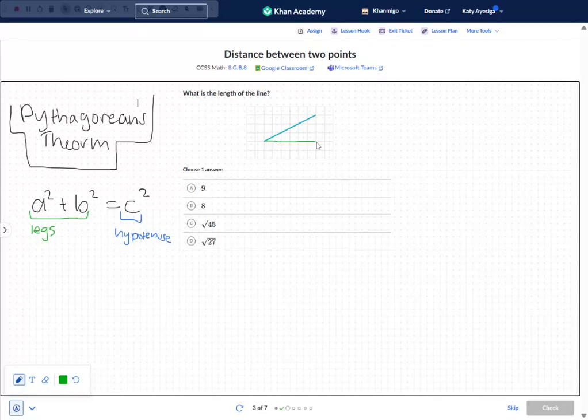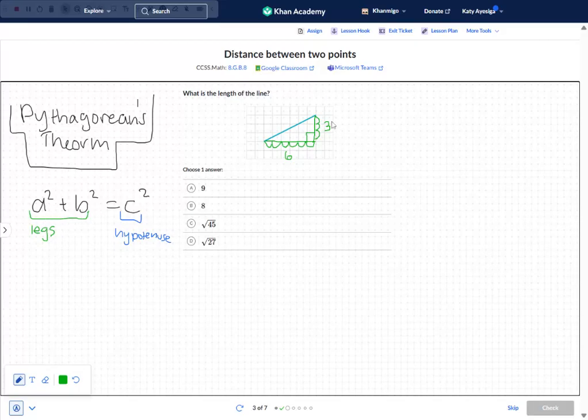And then we're just going to go ahead and extend, making this into a right triangle, and we're going to identify what the distance is for the legs. So we're going to bunny hop 1, 2, 3, 4, 5, 6, and 1, 2, 3. 6 and 3. And what we're going to do with those numbers is we're just going to plug them in.